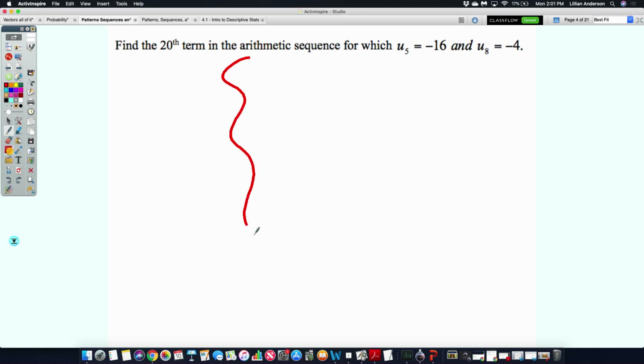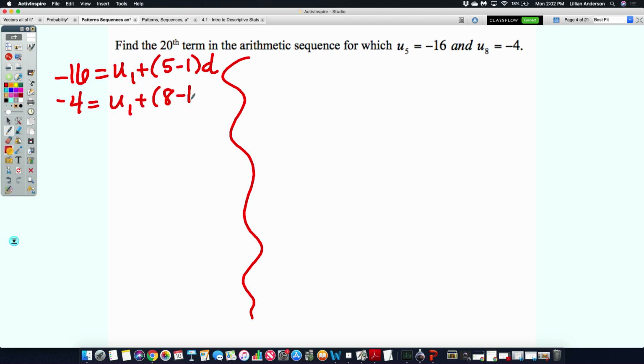One way that you could have worked this problem is you could have used the fact that, okay, since negative 16 is my 5th term, I could have plugged negative 16 in for u sub n, I could have had u1 plus 5 minus 1 times d, and I could also set up negative 4 is equal to u1 plus 8 minus 1 times d, and you would have a system that you could solve for d and u1. Because you need both of those in order to find the 20th term. That's one way you could do it.